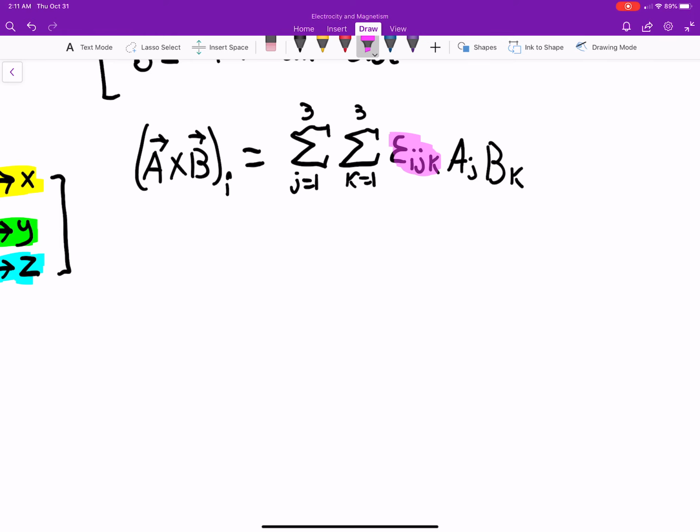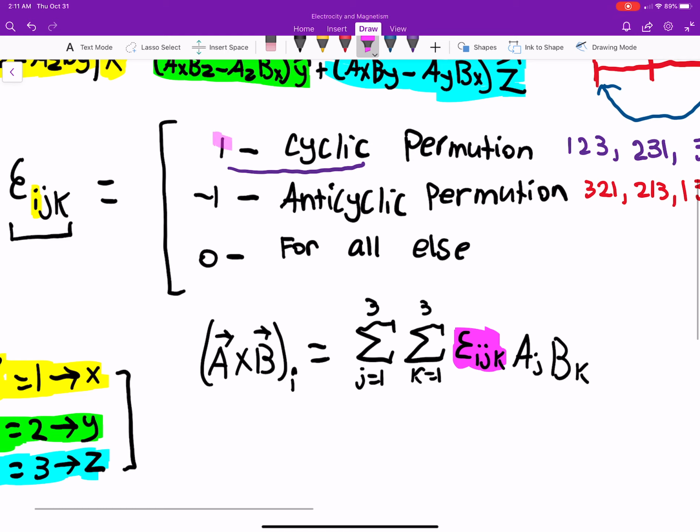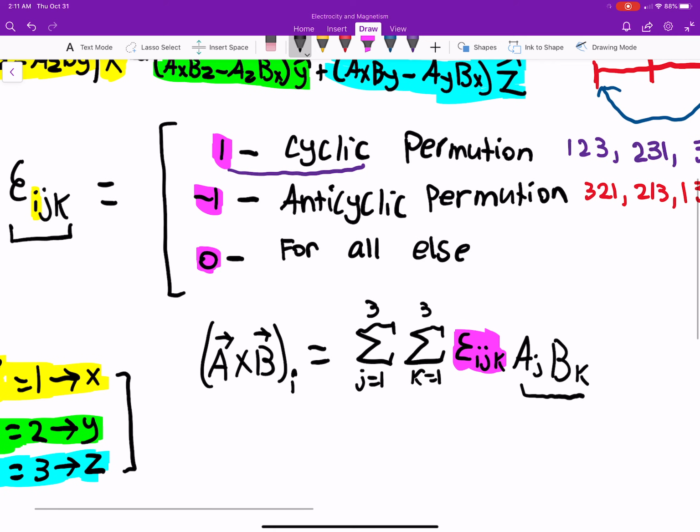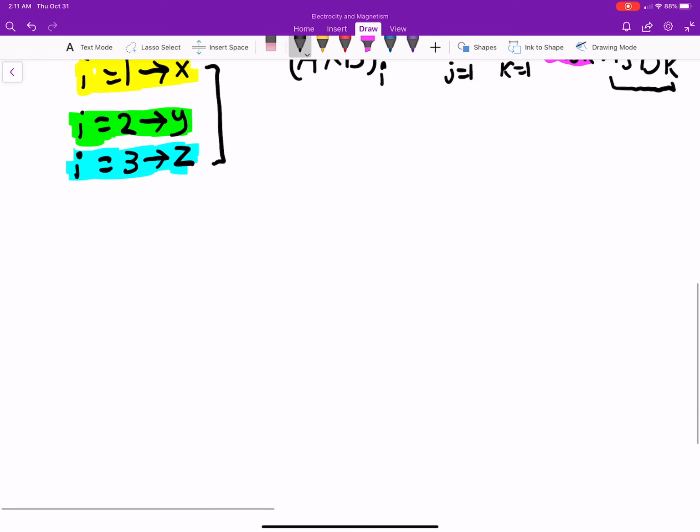The good news about this ugly looking thing is it's either going to be 1, -1, or 0. There's only 3 options. So that nasty looking symbol with these letters down on the right hand side is not going to be that nasty. It just looks weird. And then we're just summing from 1 to 3, so a small sum of A_j and B_k. Okay, so let's work an example, and I think it'll make more sense.